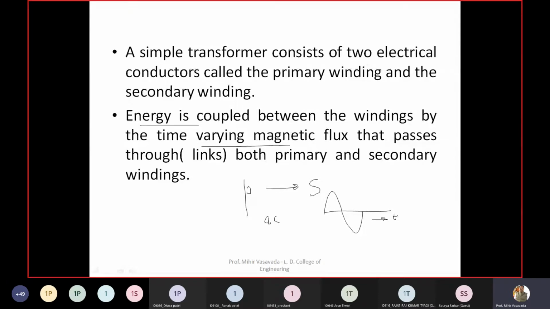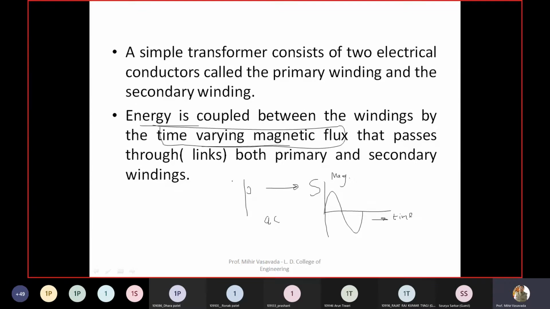You must remember this is a time axis, right? And this is the magnitude. So the flux plot will also be similar. The magnitude of flux is changing with respect to time. That's why the term used is time varying magnetic flux, right? And it links with both the windings, primary and secondary winding.